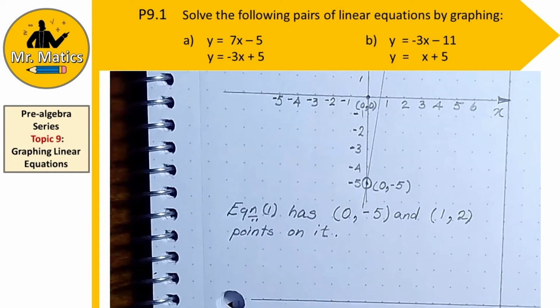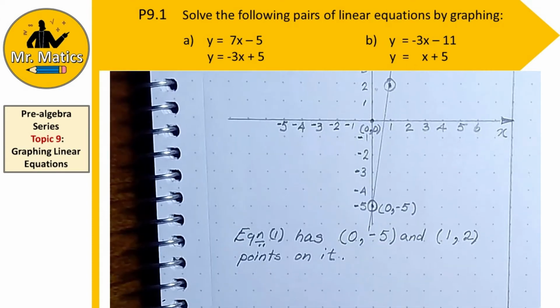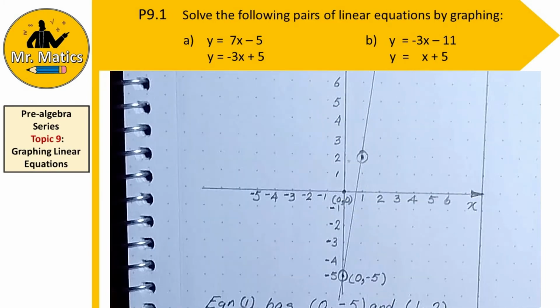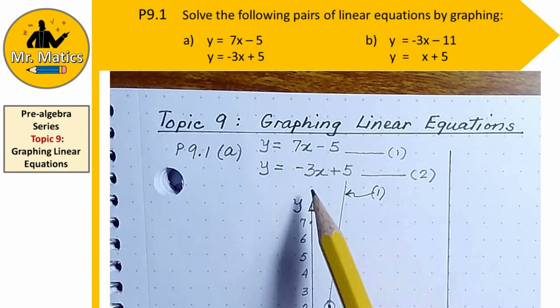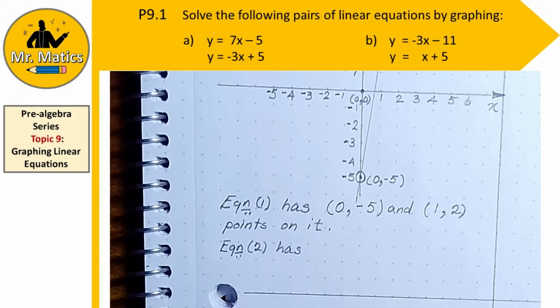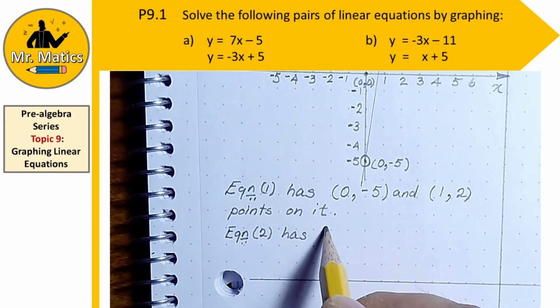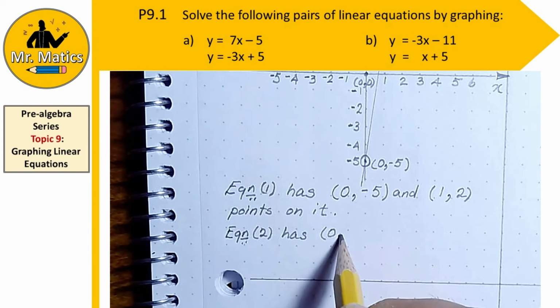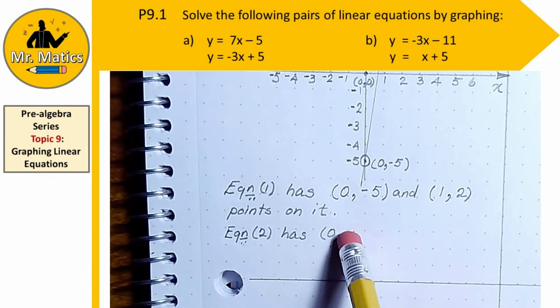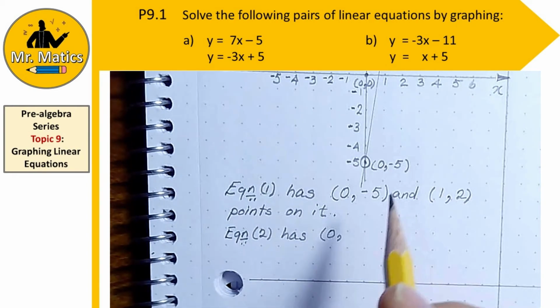Okay, the next line, very similar thing, equation 2. Let's see what points we can find. If we put x is 0, y will be +5. So 0 and +5 will be a point. When we have a +5, we just write the 5. We don't write the plus sign in front of it.